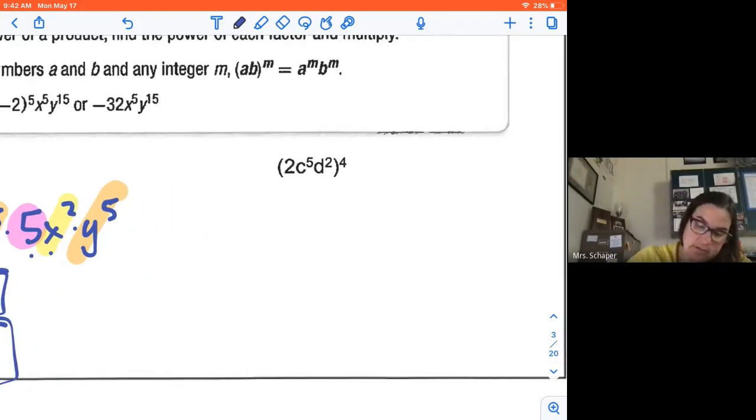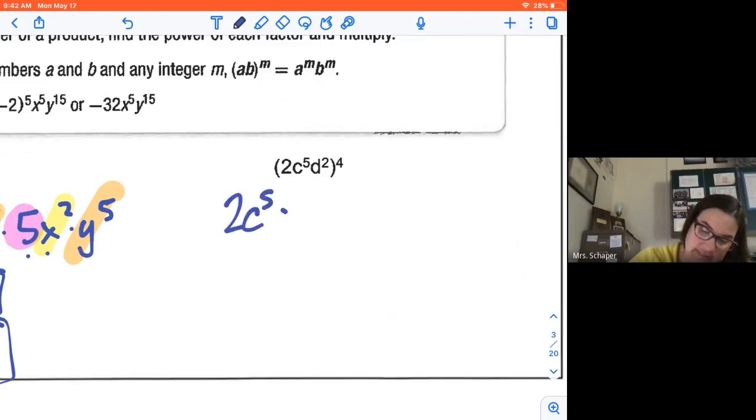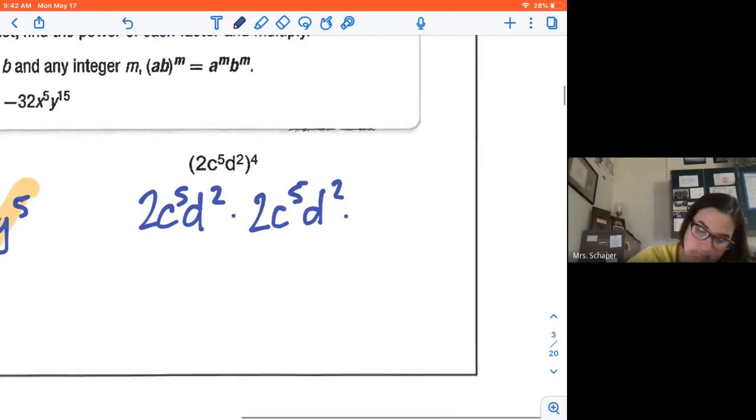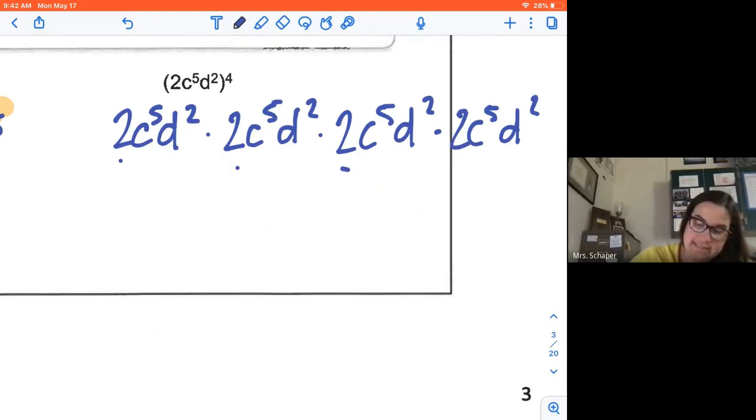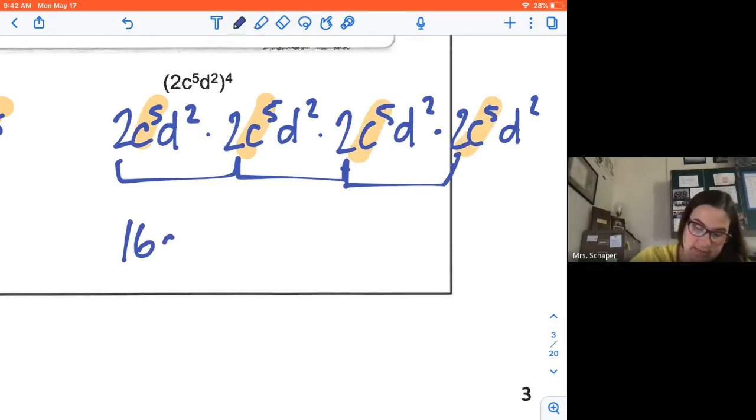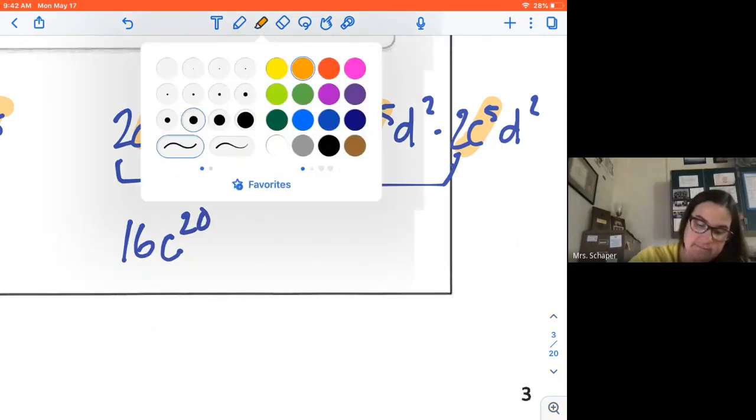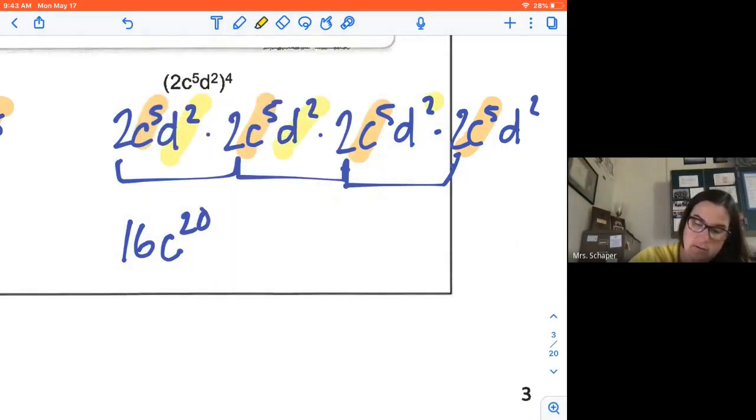Okay. Let's try this one. 2c to the fifth, d to the second. We're going to do that 4 times. So then what we have 2, 4, 6, 8. Nope, I lied. 2 times 2 is 4, times 2 is 8, times 2 is 16. And then I've got my C's, which is C to the 20th, and I have my D's, which is D to the 8th. And there's my answer.